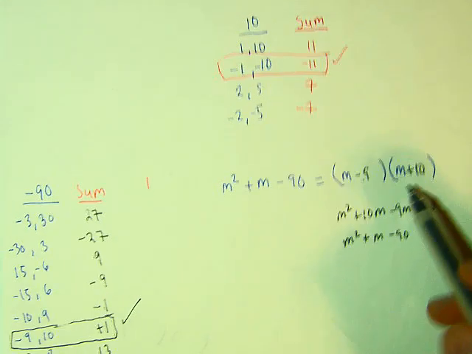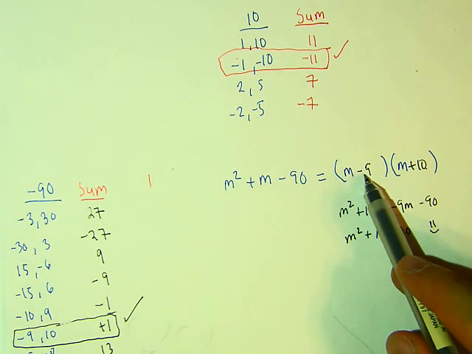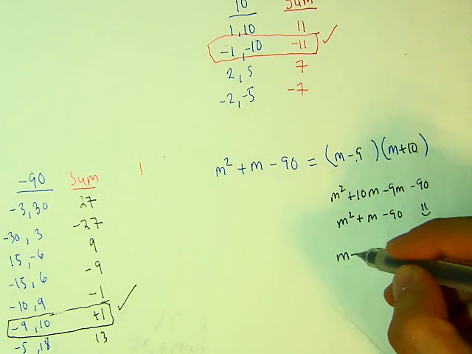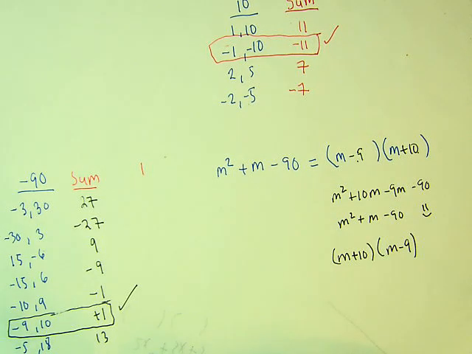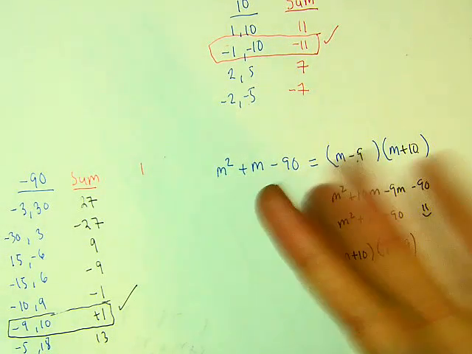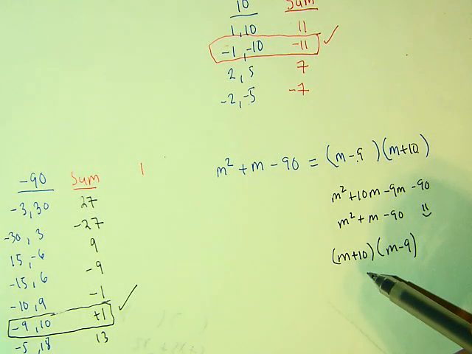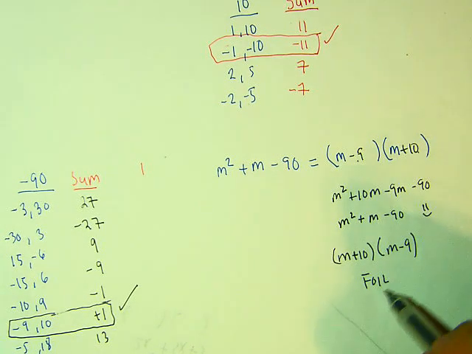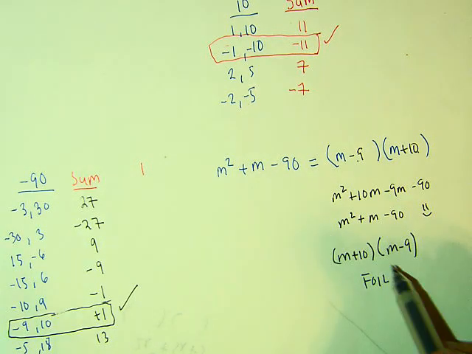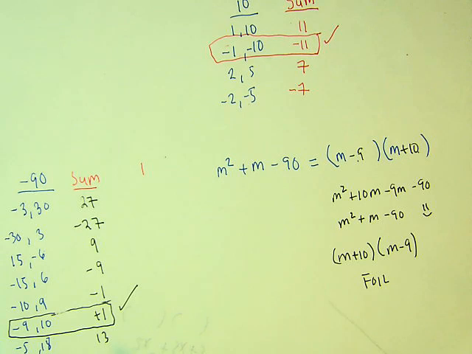Questions to consider. Does order matter over here? Instead of having m minus 9 and m plus 10, will it matter if I have m plus 10 and m minus 9? Will it change anything if we flip them? If you want to look for yourself, multiply these two. Use the FOIL. If you get this, then you're good. It won't matter. You're allowed to switch the two binomials.